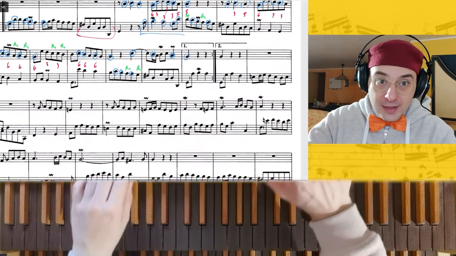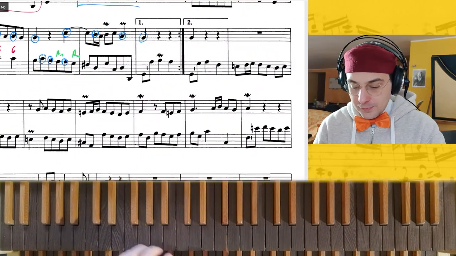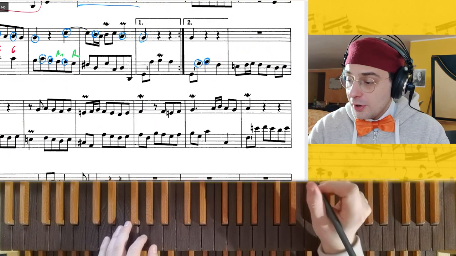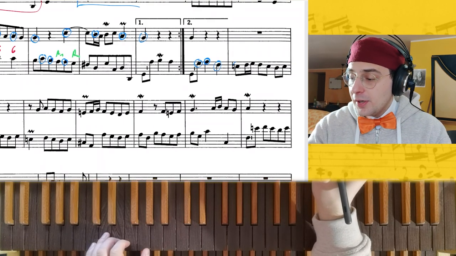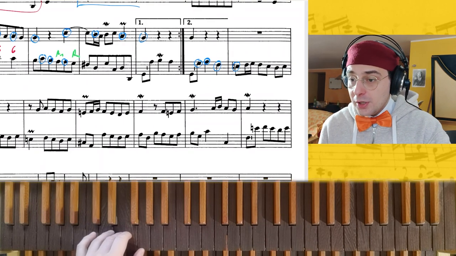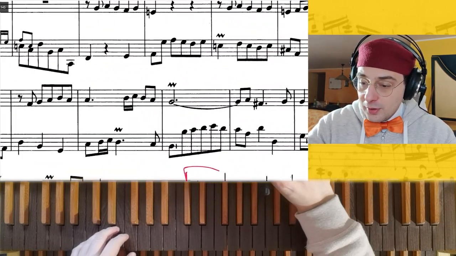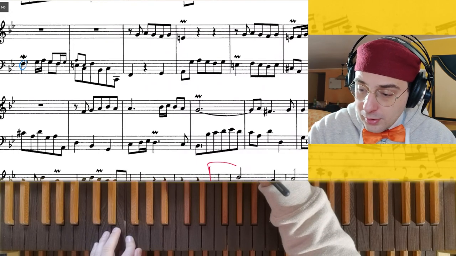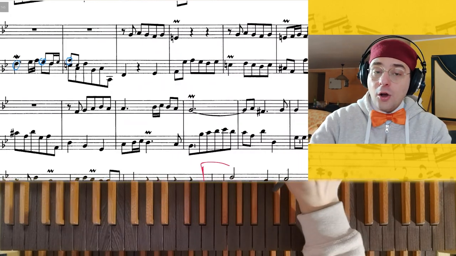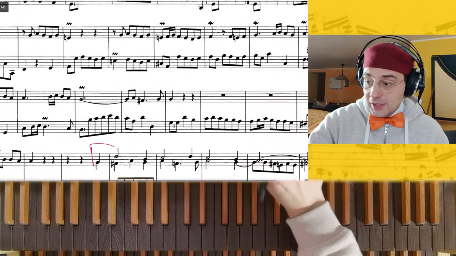So we can recognize also in this point G, Sol, La, Fa, Mi, thinking in solmization, Mi, Fa, Sol, Fa, Mi, Re, Mi, Fa, Sol, La, all this melody with ornamentation.